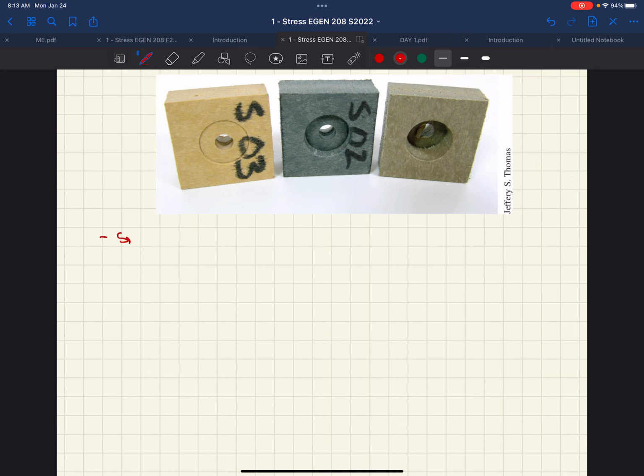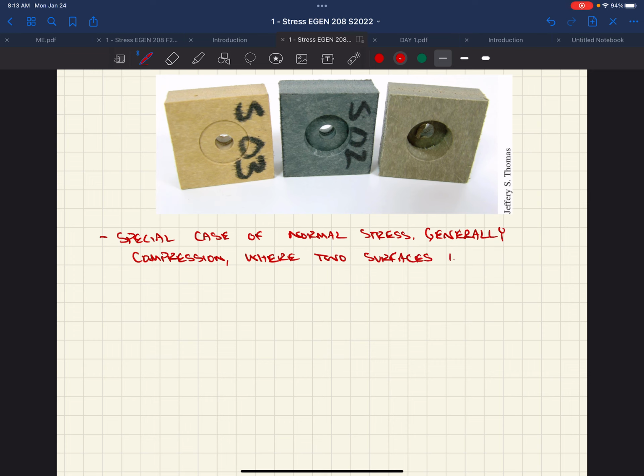Bearing stress is a special case of normal stress. Generally, compression where two surfaces interact. Where the washer is contacting this material, there's a normal force there, and that normal force is acting over an area. That intersection between the washer and the material has a cross-sectional area, and that area is perpendicular to the applied force.